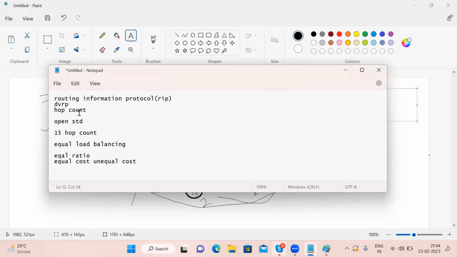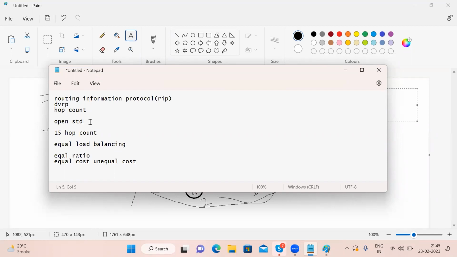What about EIGRP? EIGRP is advanced distance vector routing protocol plus link state routing protocol. That is why it is known as a hybrid routing protocol. Hybrid means a composite of advanced distance vector and link state routing protocol.